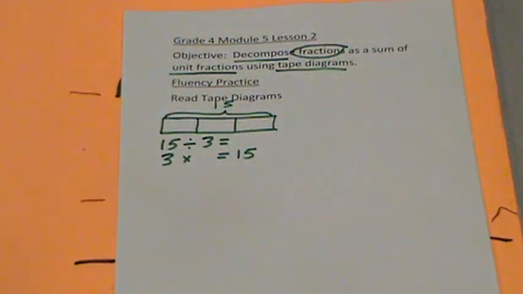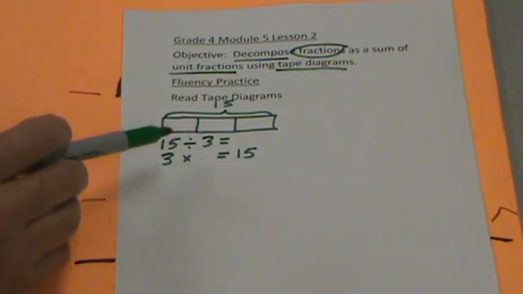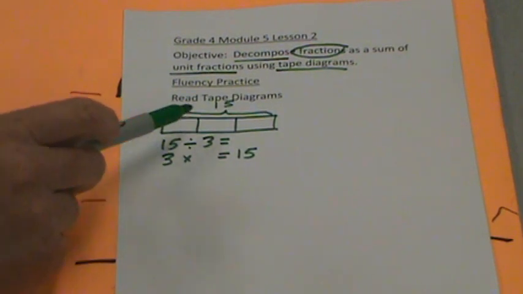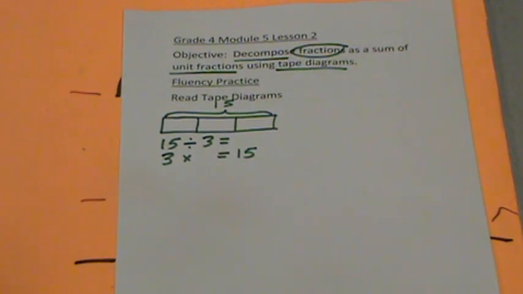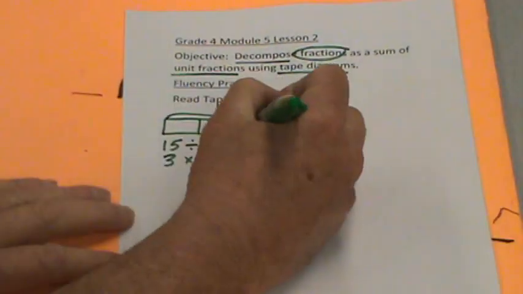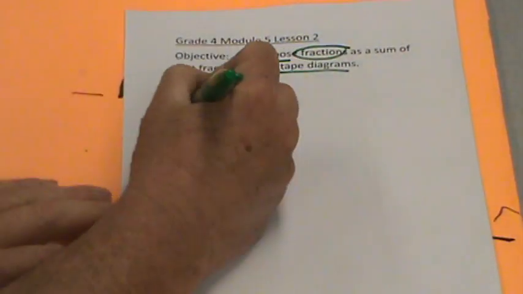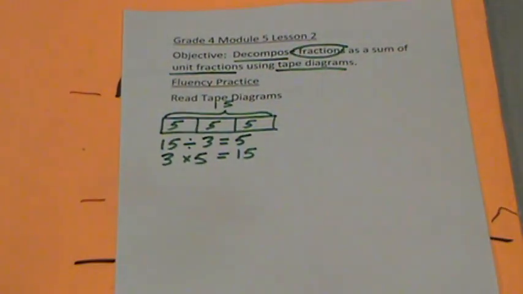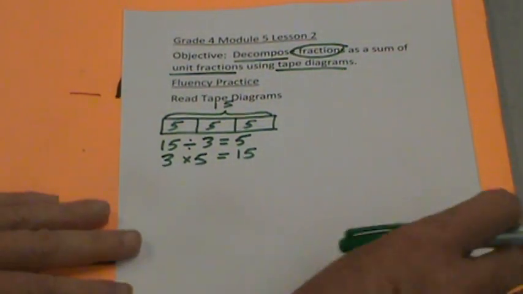So what do these little boxes represent within the tape diagram? Well, let's think about it. 3 times a number equals 15. 3 times what? Could it be 3 times 4? 4, 8, 12. No, maybe 3 times 5. 5, 10, 15. Oh, that seems to work. So we could say that 15 divided by 3 would equal 5. So each one of these little segments would be 5, 5, and 5. And there it is, ladies and gentlemen. One of those beautiful tape diagrams I've ever seen.